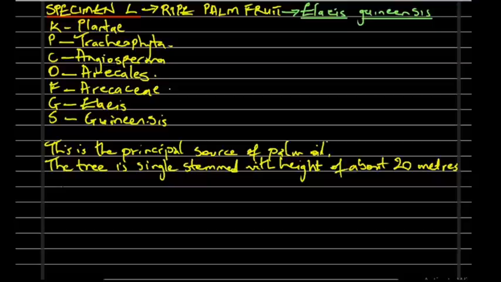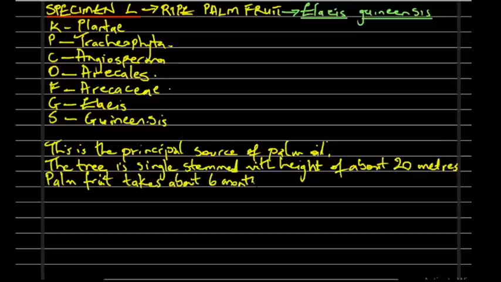Now, the palm fruit takes about 6 months to develop from pollination to maturity.